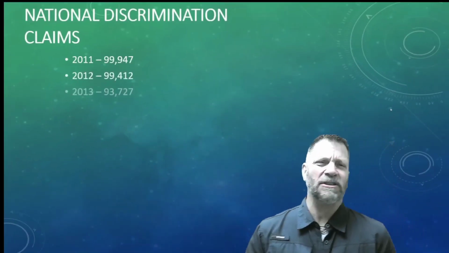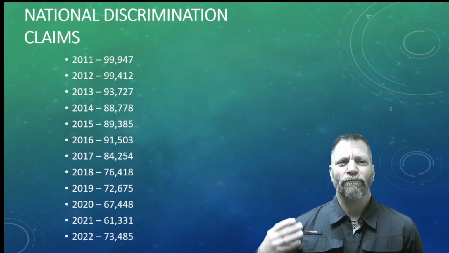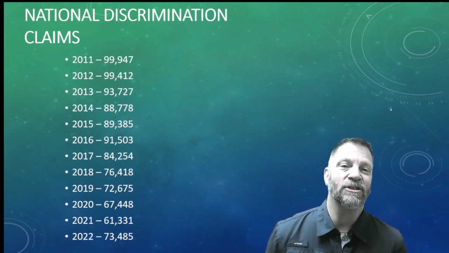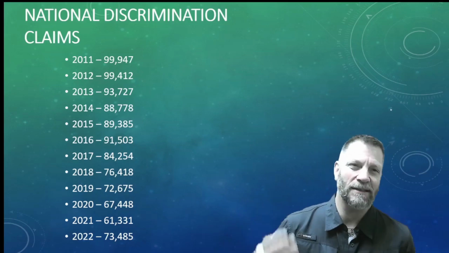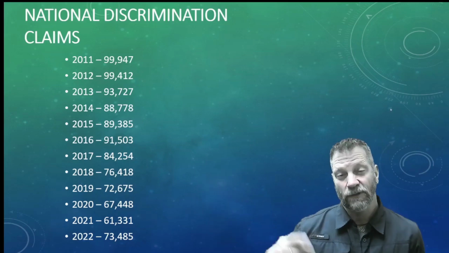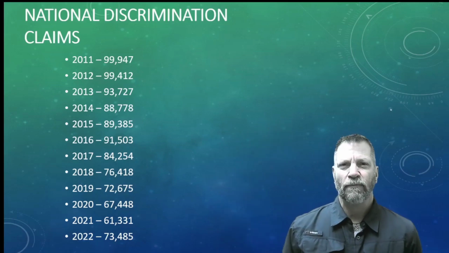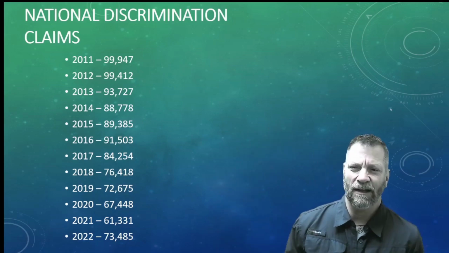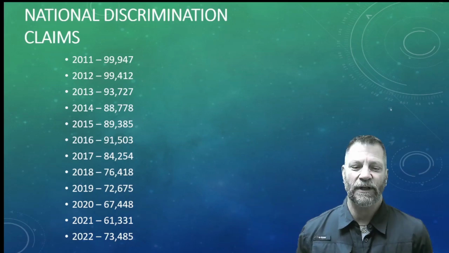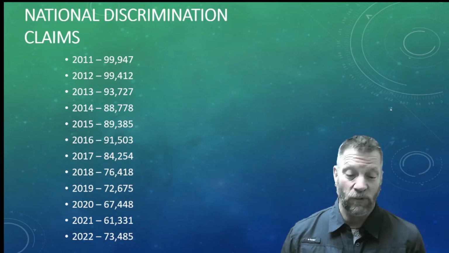All right, so let me just start with some numbers. I use this to simply show why this course is so important, why we teach this course, why the state wants you to have it every 2 years. This is a list of complaints filed nationwide with the EEOC up in Washington, D.C. So I go back to 2011 and I got it all the way up to 2022. They don't have the numbers out for 2023 yet.